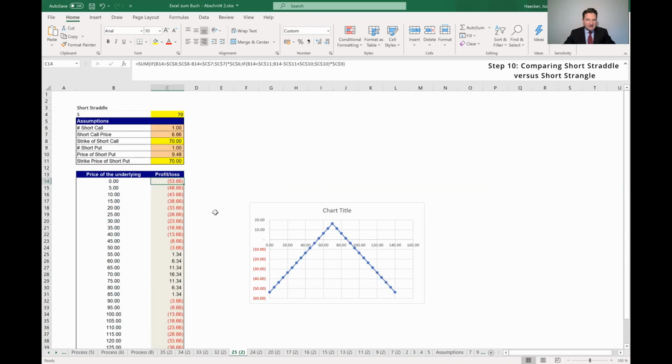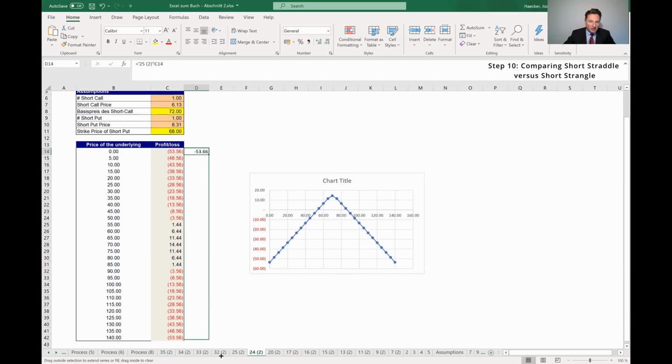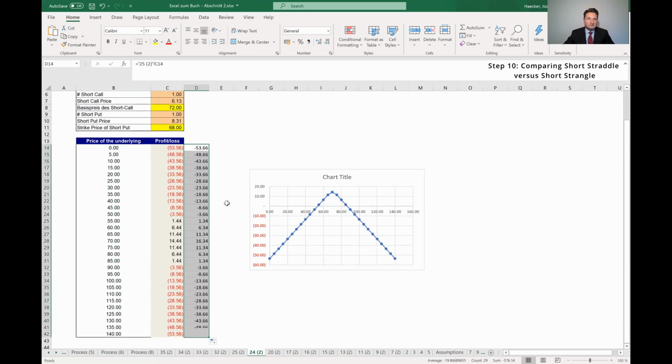Step number 10, let's check out the difference between the short straddle and the short strangle. So what we do, we copy the profit and loss of the short straddle. And we go here and press return. We pull it all the way down. And we see there's also just a minor change. We can have a look at the chart.